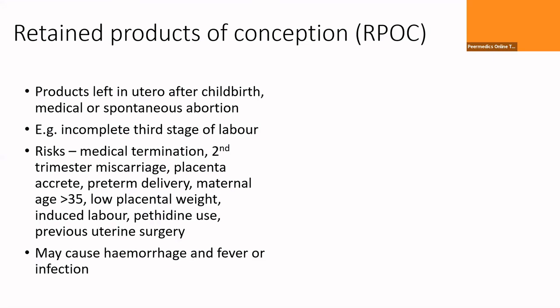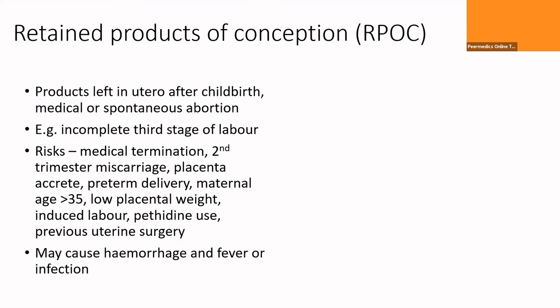So risks of this occurring include medical termination, 2nd trimester miscarriages. Generally anything where the fetus is getting evacuated before its usual time, placenta accreta, so it's so deeply embedded that it's hard to get the placenta out, preterm deliveries, older maternal age, low placental weight, induced labours, use of pethidine, which is an older painkiller that we used to use and we don't use so much anymore in labour, and previous uterine surgery.